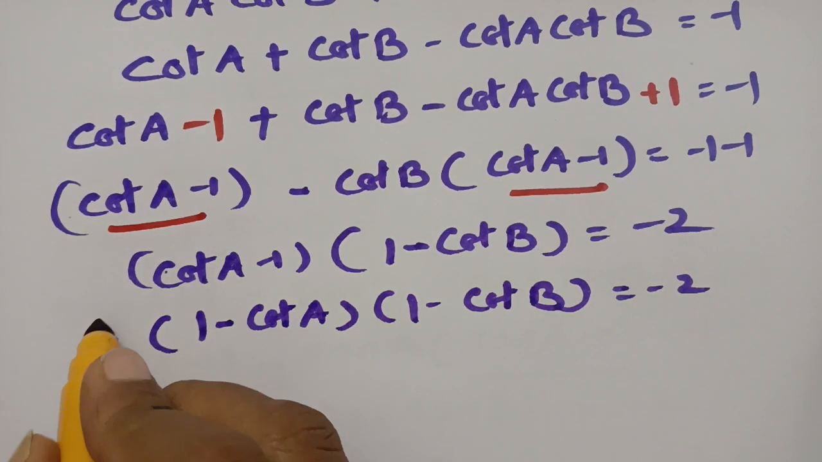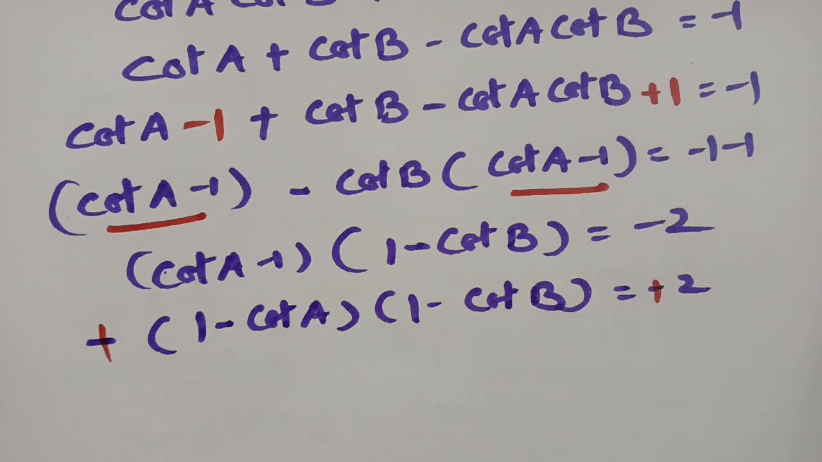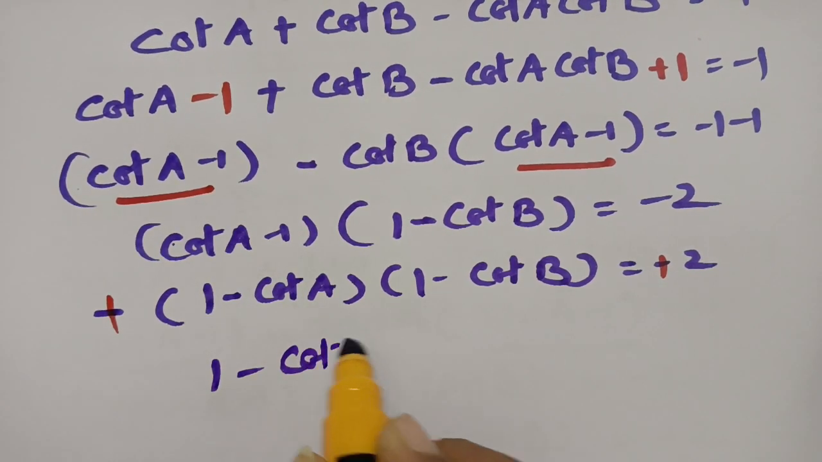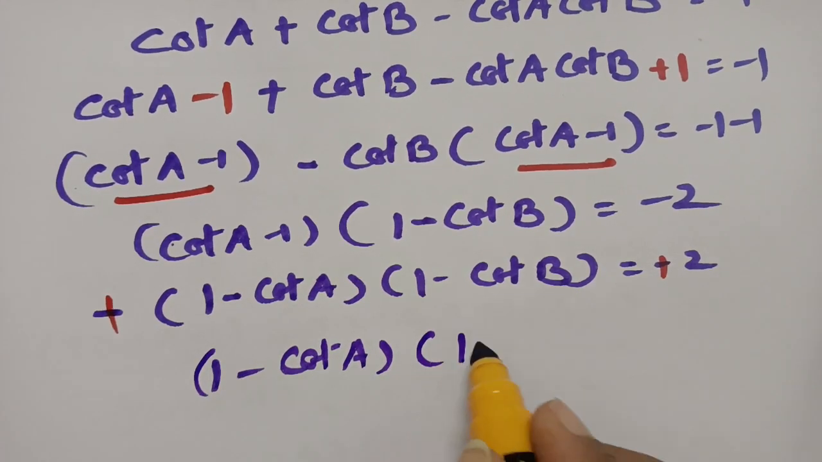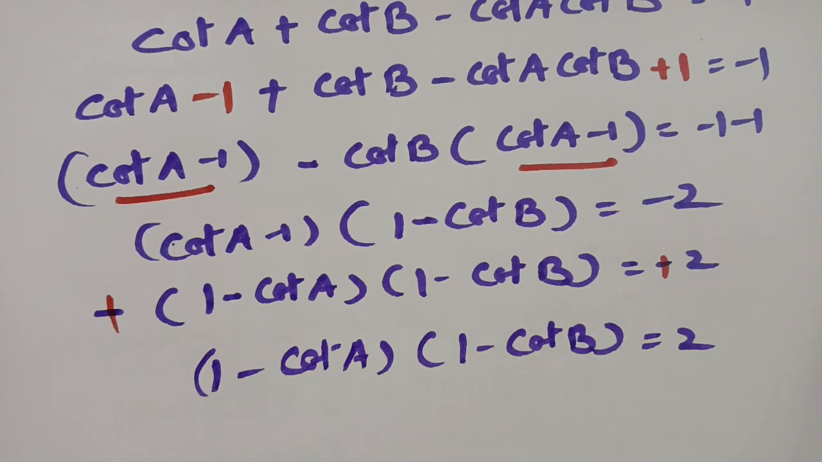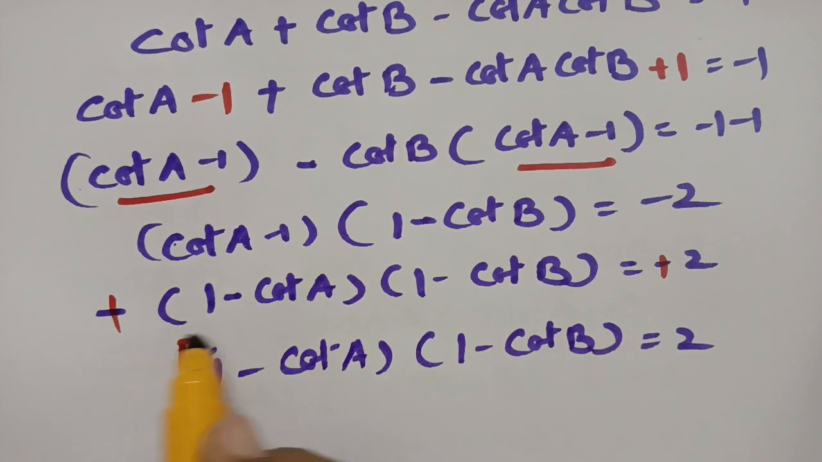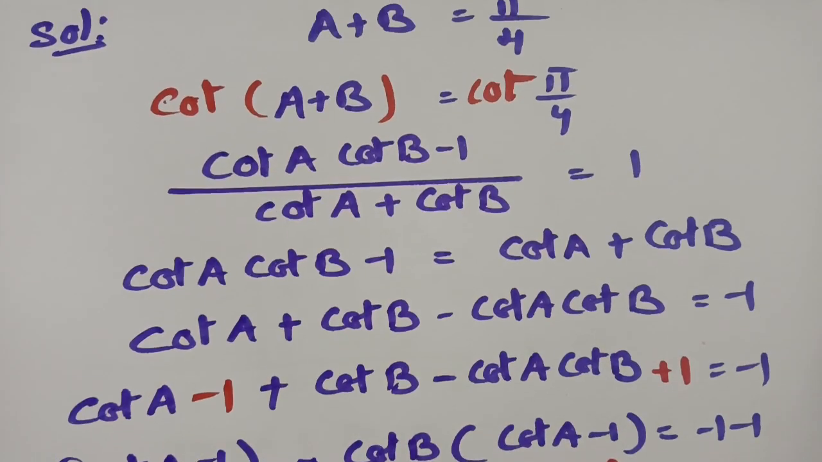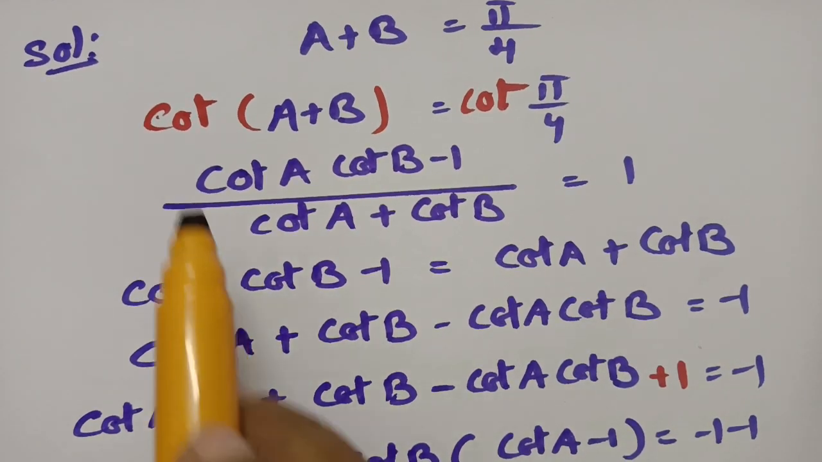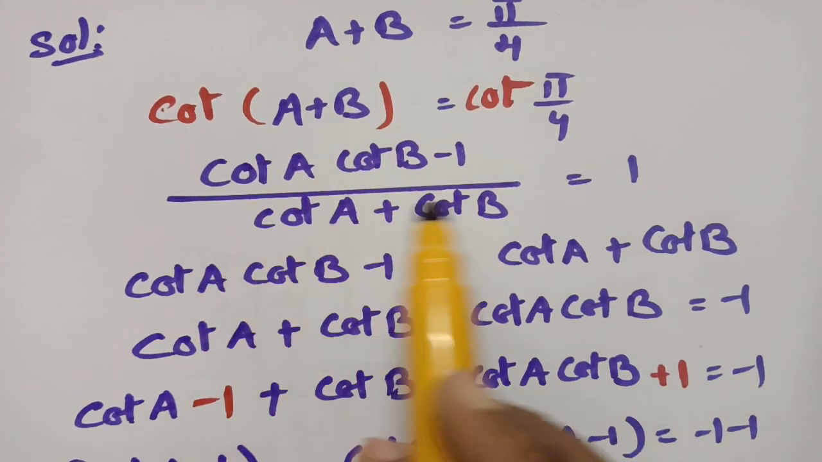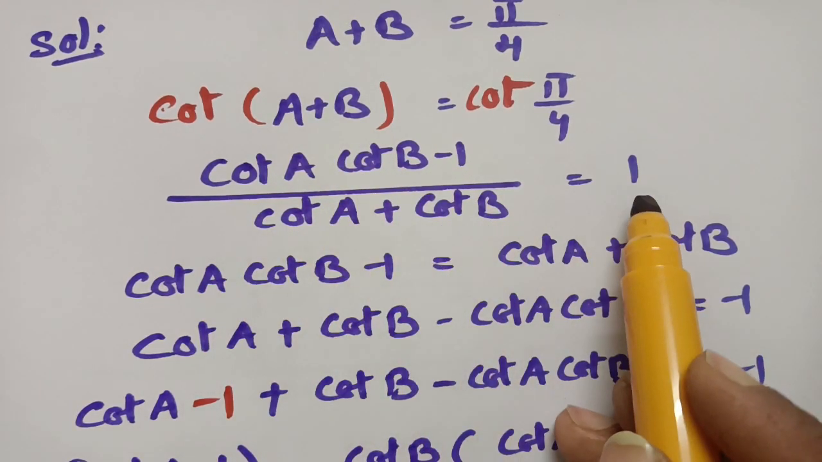If I cancel this minus on both sides, what remains here? This will be 1 minus cot A into 1 minus cot B is equal to 2, and this is the required answer. So if A plus B is given as pi by 4, I have to introduce cot on both sides. Cot of A plus B is nothing but cot A cot B minus 1 by cot A plus cot B, which is equal to 1.